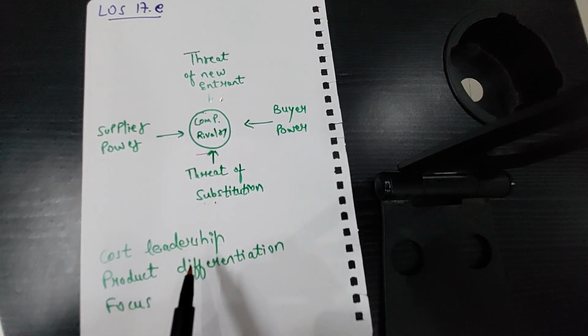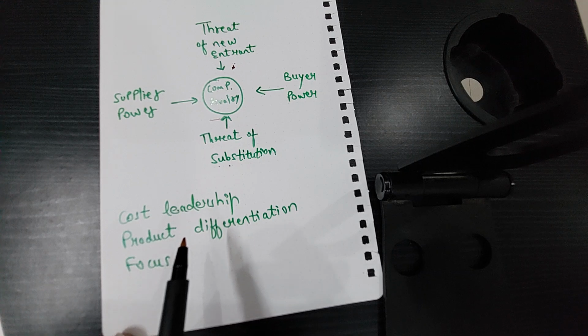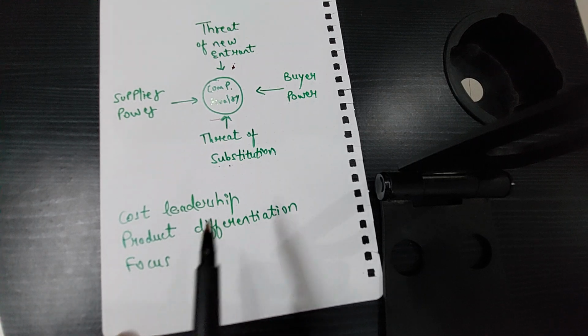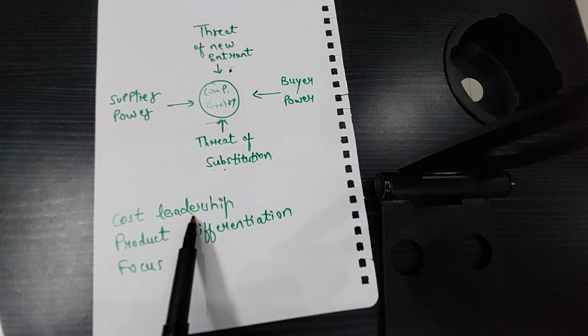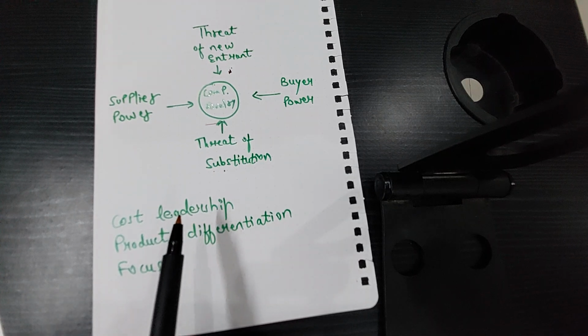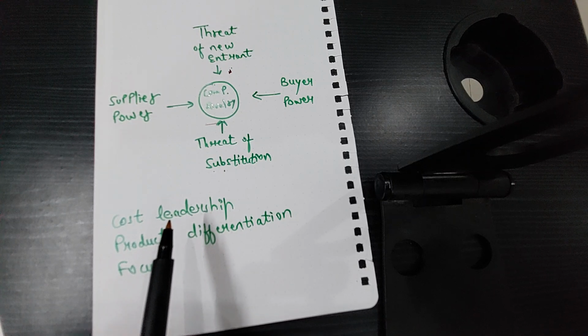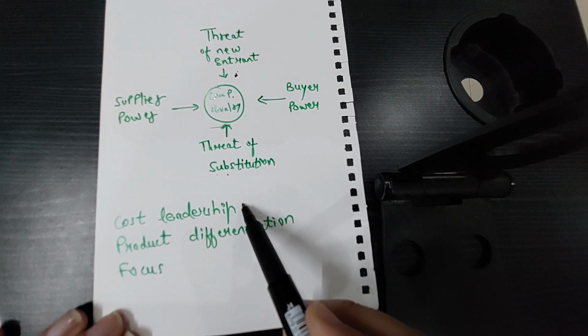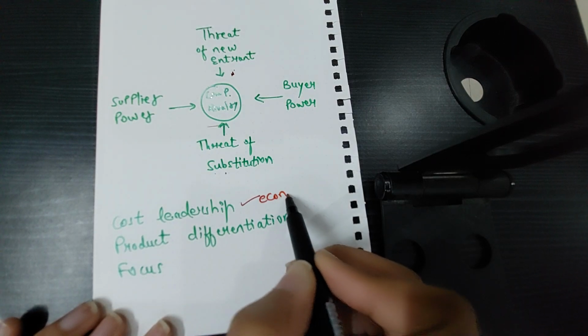Then there are strategies a company may employ in order to compete and generate profit. That is cost leadership strategy. Now, cost leadership strategy means you can lower your cost. If you lower your cost, you can sell the product at a cheaper price as compared to your competitors. But this can only happen when you have economies of scale, right? This can only happen when you have economies of scale.